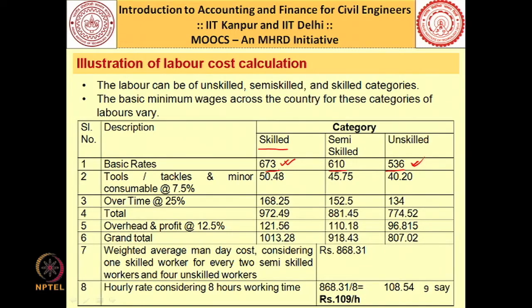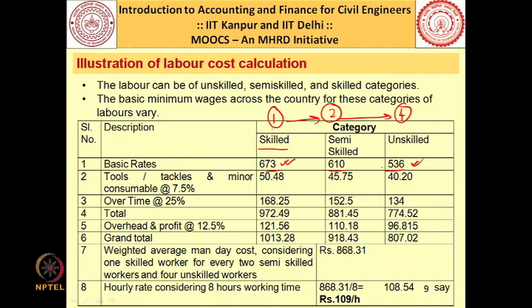Now, for calculating the hourly rates, what I do is I consider that for every one skilled worker I have 2 semi skilled workers and I have 4 unskilled workers. So, this is normally the combination of a particular gang. For every skilled worker you have about 2 semi skilled workers and about 4 unskilled workers.